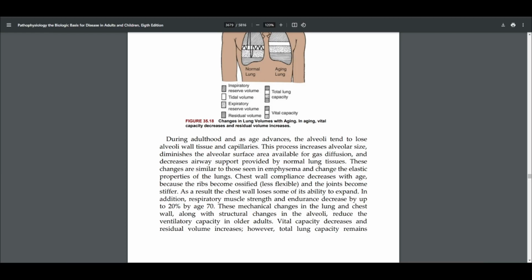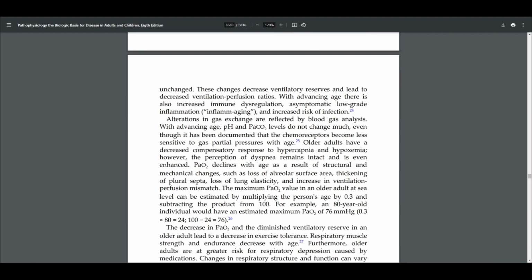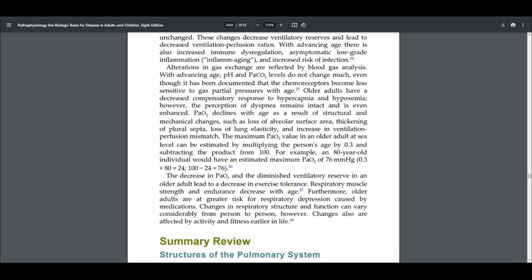In addition, respiratory muscle strength and endurance decrease by up to 20% by the age of 70. These mechanical changes in the lung and chest wall, along with the structural changes in the alveoli, reduce the ventilatory capacity in older adults. Vital capacity decreases and residual volume increases. However, total lung capacity remains unchanged. These changes decrease ventilatory reserve and lead to a decreased ventilation-perfusion ratio. With advancing age, there is also increased immune dysregulation, asymptomatic low-grade inflammation, and increased risk of infection.